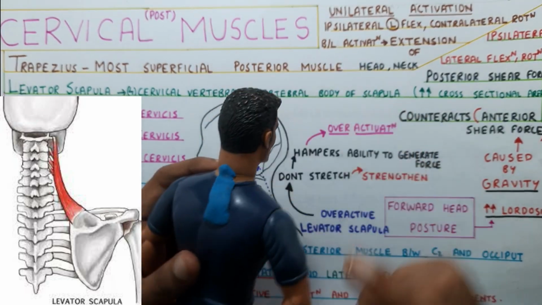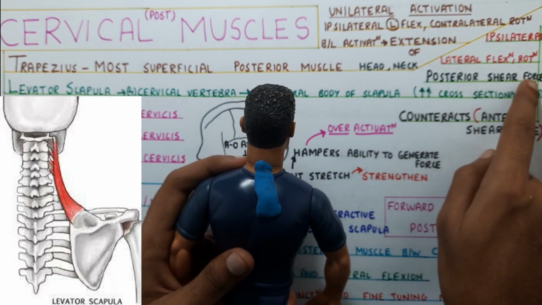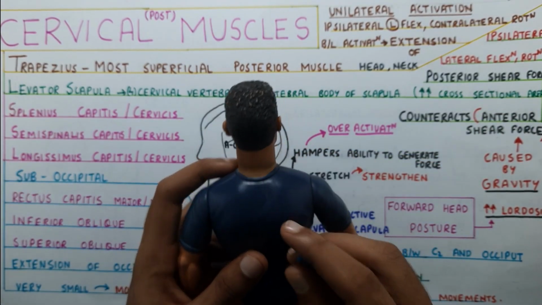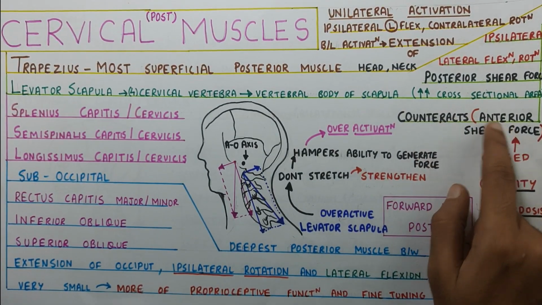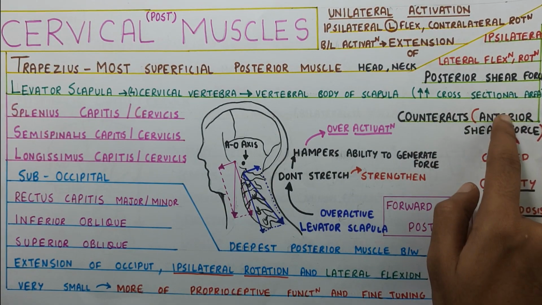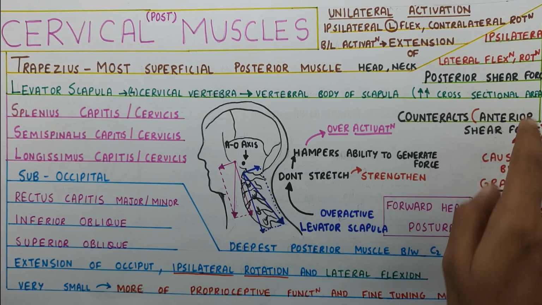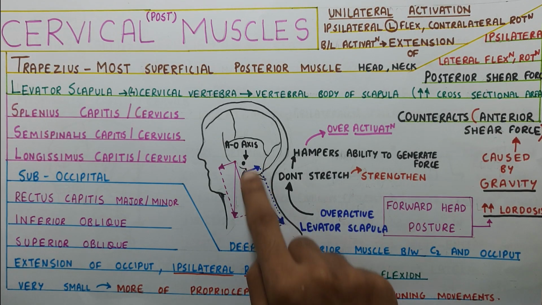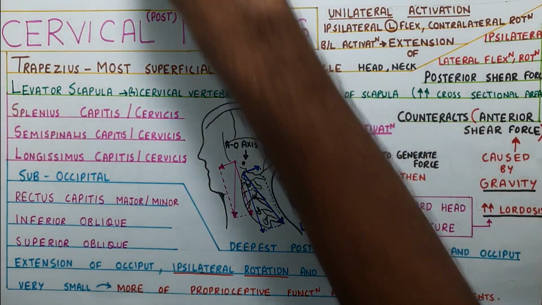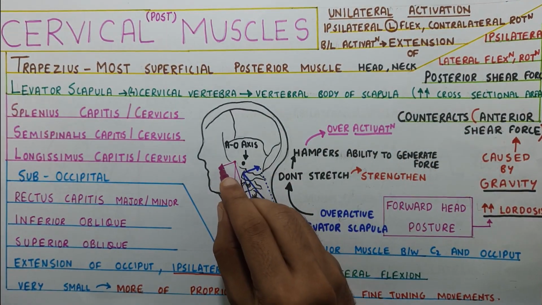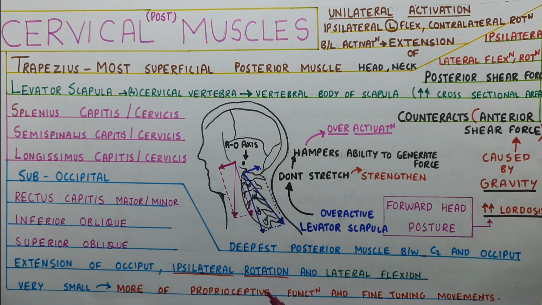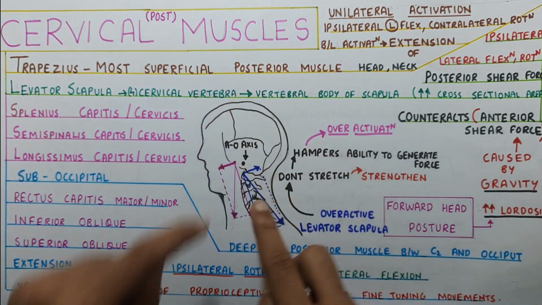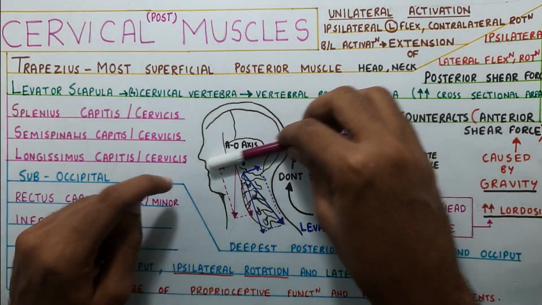Apart from this, its main function will be the posterior shear force. It creates a posterior shear force, and this posterior shear force counteracts the anterior shear force. This anterior shear force is created by your gravity and the lordosis that is present in the cervical spine. If you can see, this pink part over here is the anterior shear force that is created by the gravity. This gravity is acting directly downward, and when you resolve the vectors, this is the anterior shear force.